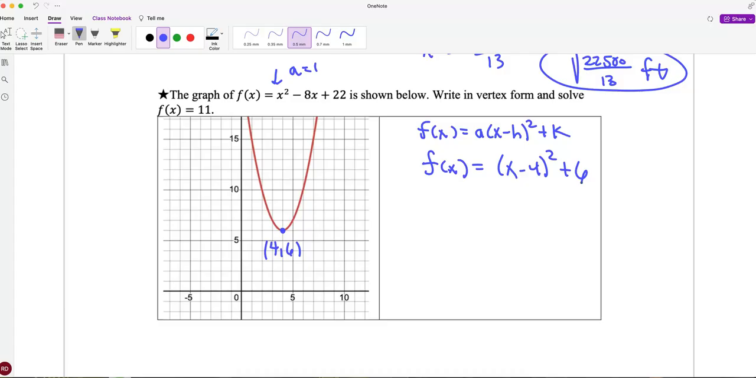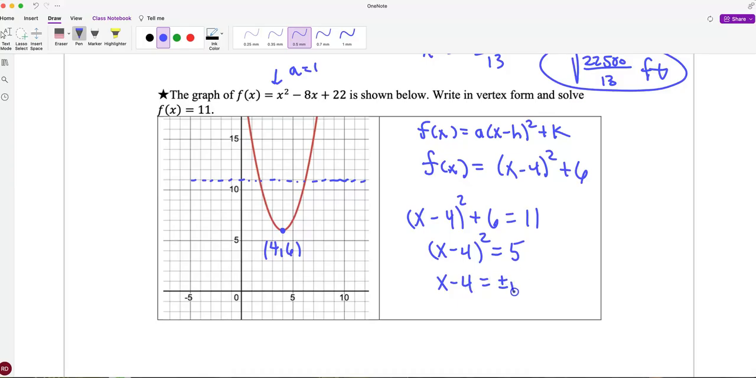Solve when this thing is equal to 11. So (x minus 4) squared plus 6 equals 11. That's going to be where the y value is equal to 11. I expect to get two answers. Okay, so subtract 6 from both sides. (X minus 4) squared equals 5. Take the square root of both sides. X minus 4 is plus or minus the square root of 5. Add 4 to both sides. 4 plus or minus the square root of 5.